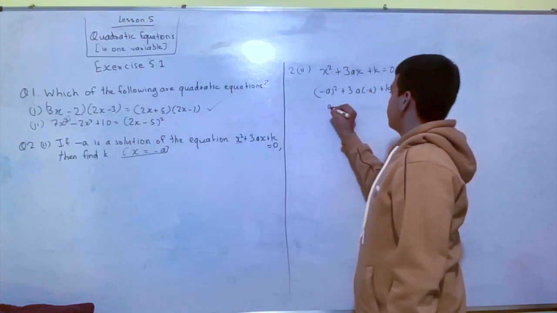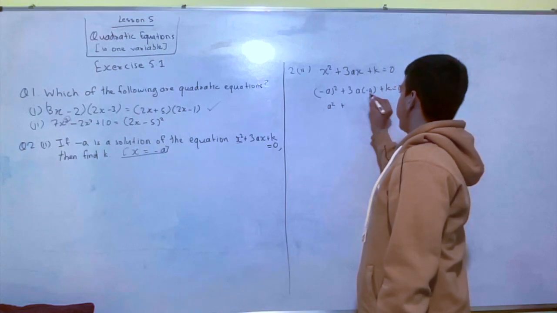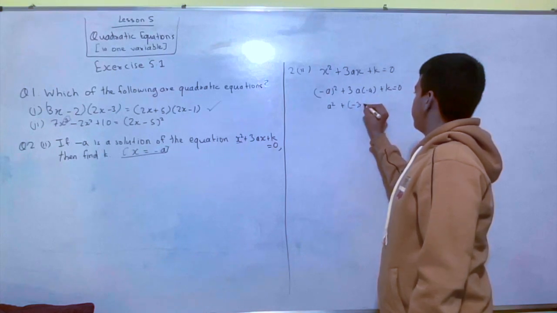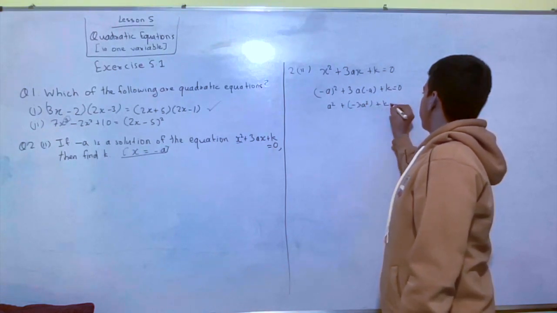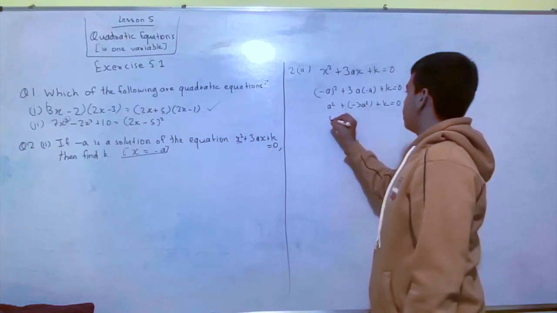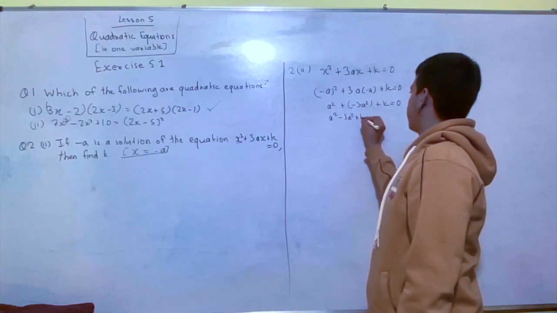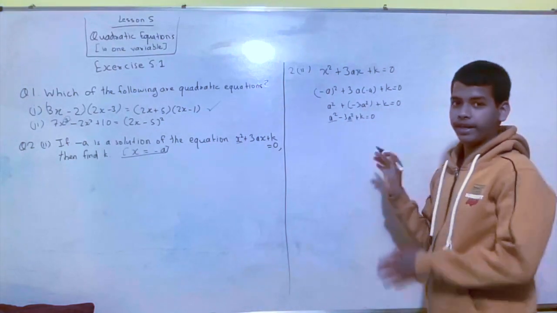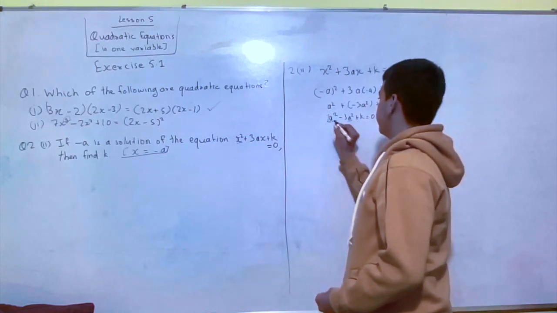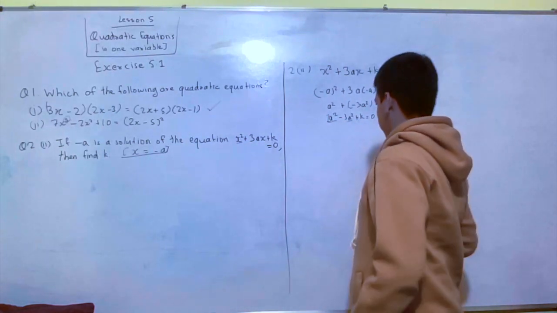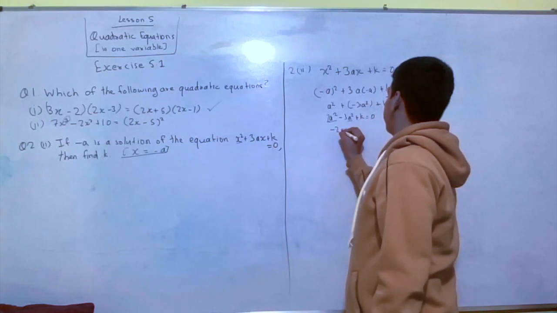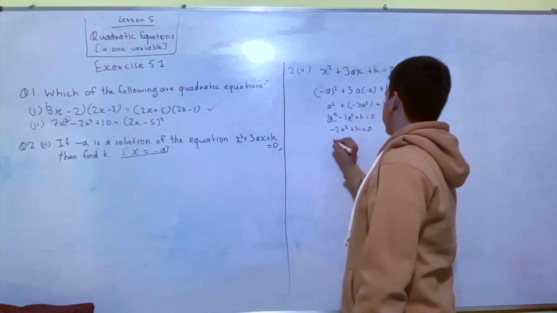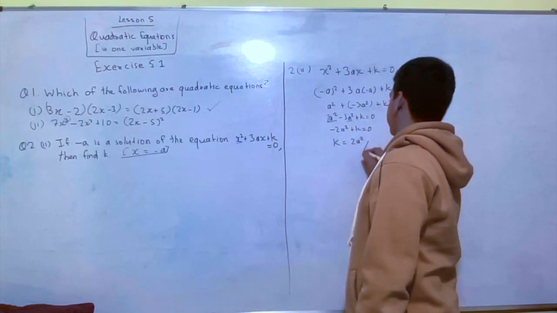Now here you will get a square plus 3a into minus a, which will be minus 3a square, plus k is equal to 0. Now here a square minus 3a square plus k is equal to 0. As you can see the variables are the same, so we can subtract them. So 1a square minus 3a square will give you minus 2a square plus k is equal to 0. And when we take this to the other side, we get k is equal to 2a square. Here is our answer.